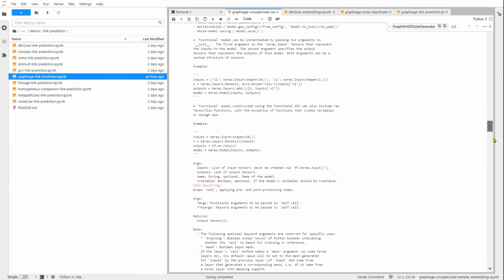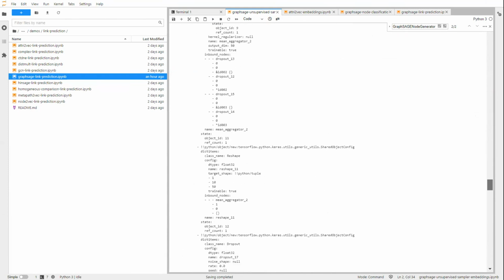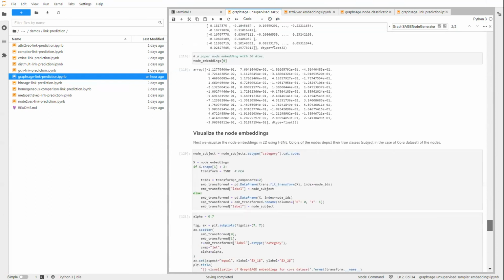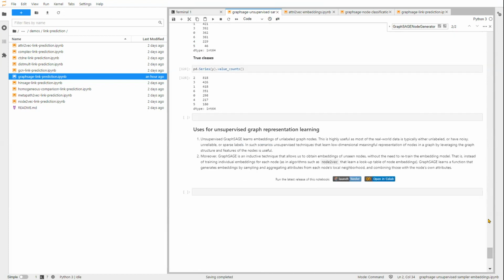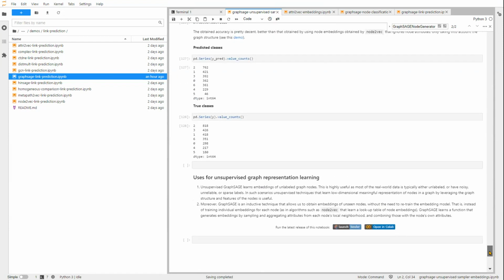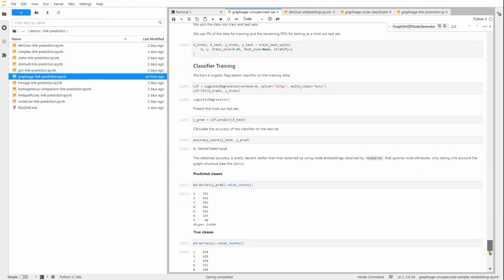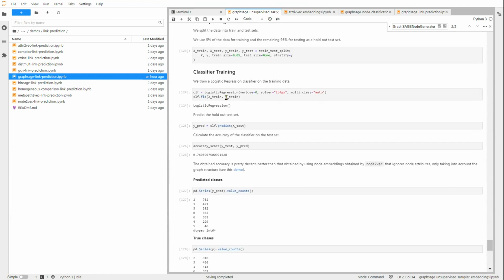I'll show you, like you showed, Sujit. I'll show here what they do. That's what you get right there. Nice. You do a t-SNE of the embeddings you end up with. Right. And then they do a classifier based on the embeddings down here, but that's not that important. They're just doing a logistic regression.